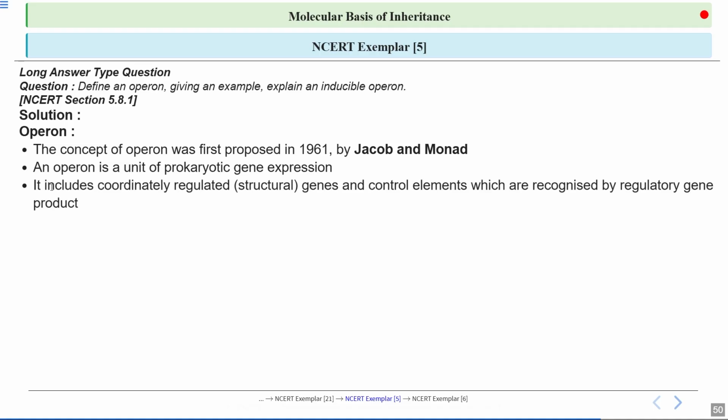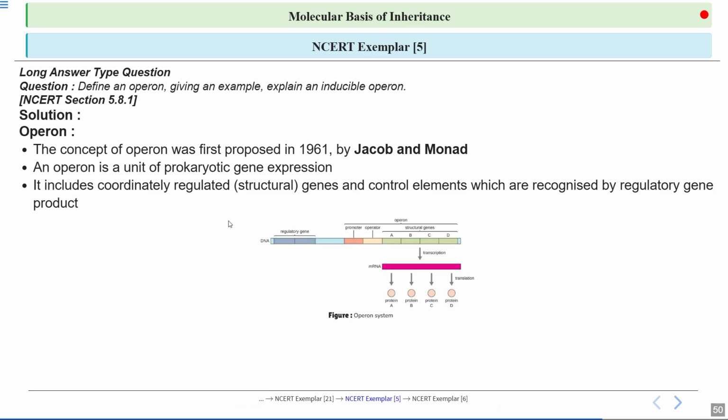Now it includes structural genes, and it includes control elements also. Okay, so here is the image showing you an operon. Here you can see it has a promoter, it has an operator. These are the structural genes A, B, C, D, and then you have the regulatory region also. This is the regulatory gene. So the constituents are the promoter, operator, structural genes, and the regulatory gene as well.